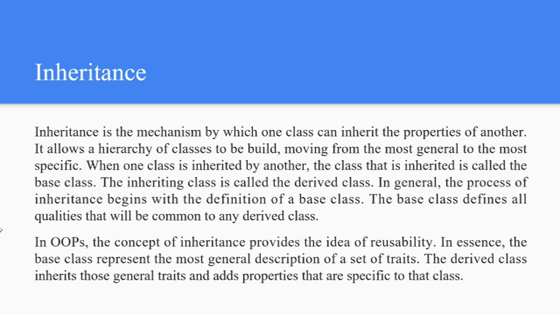In OOPS, the concept of inheritance provides the idea of reusability. In essence, the base class represents the most general description of a set of group traits. The derived class inherits those general traits and adds properties that are specific to that class.